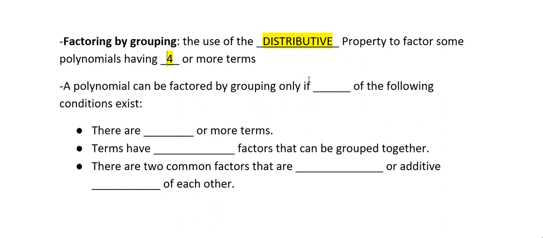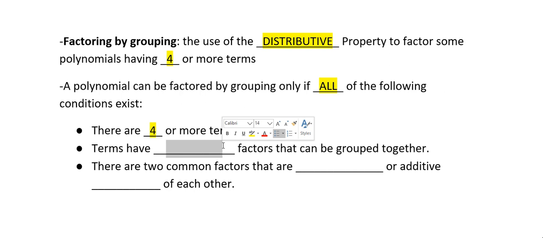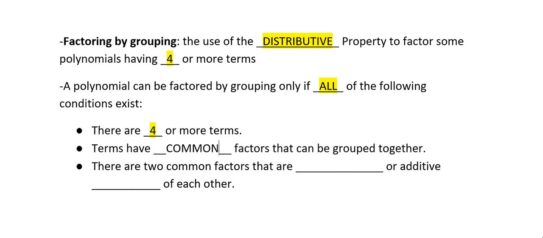These can be factored by grouping only if all of these are true. So we're going to write what has to be true for using this method of factoring by grouping. Okay, so we've said this one already, but there are 4 or more terms. Have to be at least 4. The terms have common factors that can be grouped together.